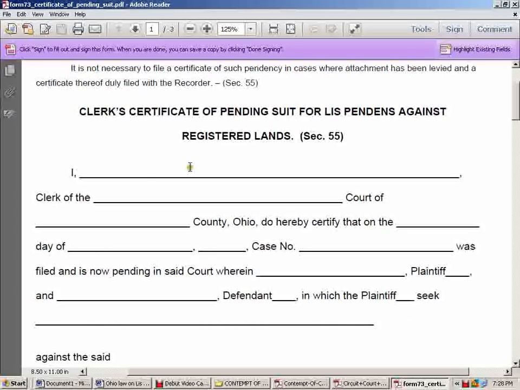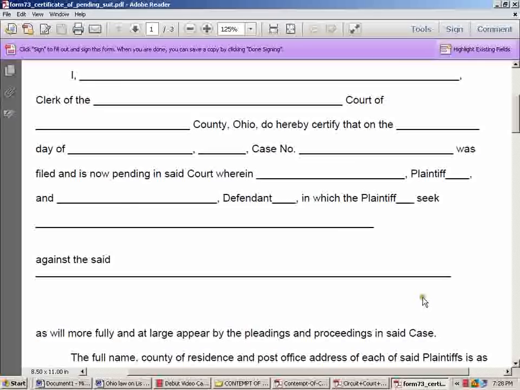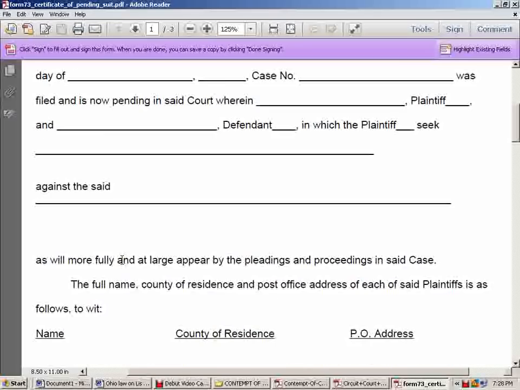this thing would say that I, somebody, clerk of whatever court, do hereby certify that on whatever day, in some case number, the case was filed and is now pending in said court wherein somebody, the plaintiff, and somebody, the defendant, in which the plaintiff seeks whatever he seeks against the said whatever, as will more fully and at large appear in the pleadings and proceedings in the said case. Right? So this is like a synopsis of the fact that there's a case, and there has to be this certificate.